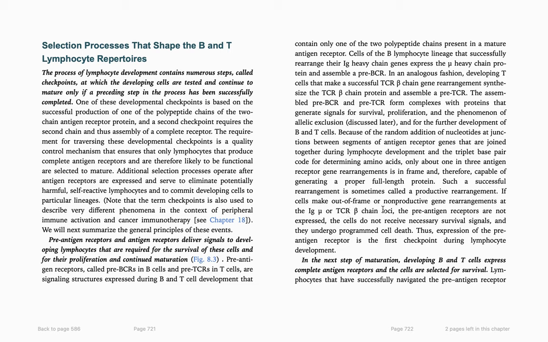If cells make an out-of-frame or non-productive gene rearrangement at the Ig heavy chain or T cell receptor beta chain locus, the pre-antigen receptors are not expressed, and the cells undergo programmed cell death. Thus, expression of the pre-antigen receptor is the first checkpoint during lymphocyte development.